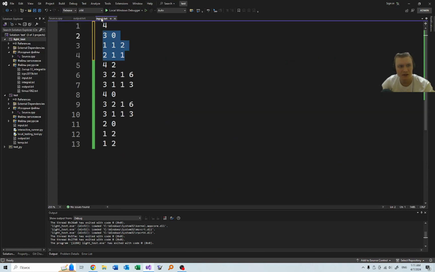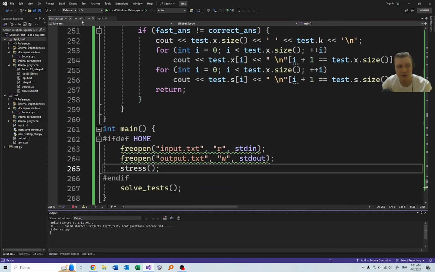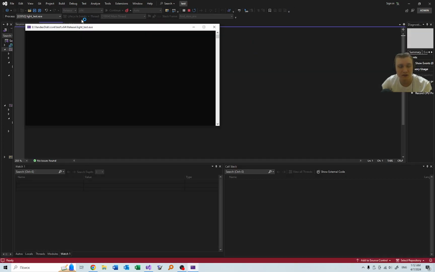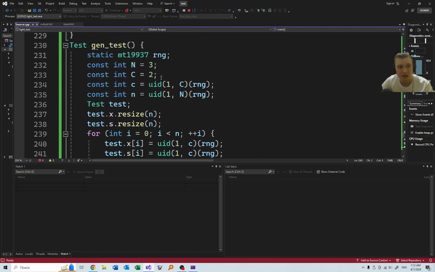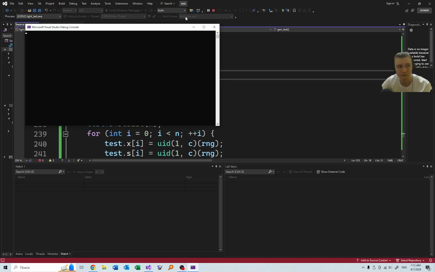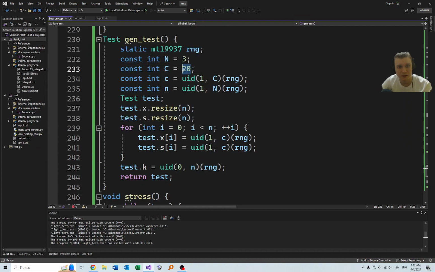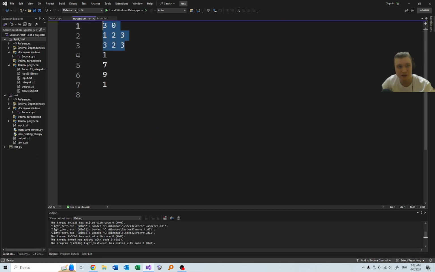It says 1. But now I think the stress will also agree that this is 1. Yes, the stress agrees that this is 1. Let's go on. Again 20. Okay, if we have 20, it finds something. Okay, 3 0 1 2 3 3 2 3.